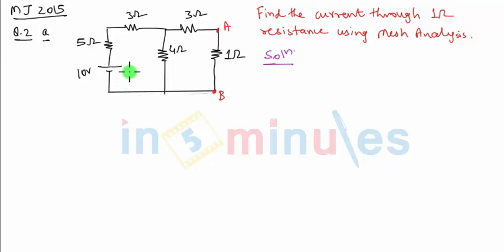The very first step in the mesh analysis is to identify the number of meshes that we have and define the currents in both the meshes. As you can see, this is my mesh number 1, this is my mesh number 2. So there are basically two meshes. I will define clockwise currents in both the meshes, I1 and I2, and you can see I2 will also become the current through 1 ohm resistance. So we have to write down the two mesh equations and solve them simultaneously and get the value of I2.